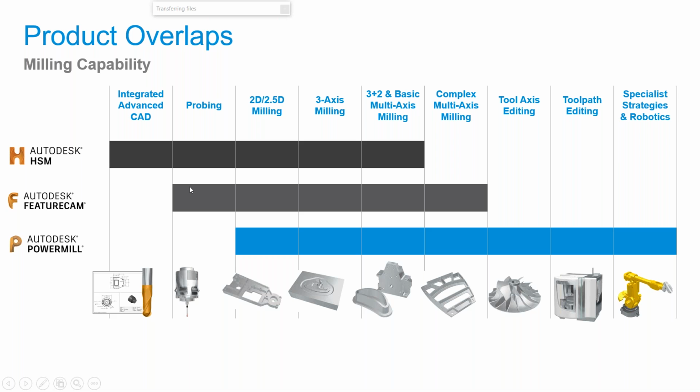And going ahead, PowerMill has much more capability, as already articulated by Srini, where you can do tool axis editing, toolpath editing, and you can have some specialist strategies and robotics as well. And again, PowerMill is also not CAD integrated. So this is a broader range of the capability matrix.